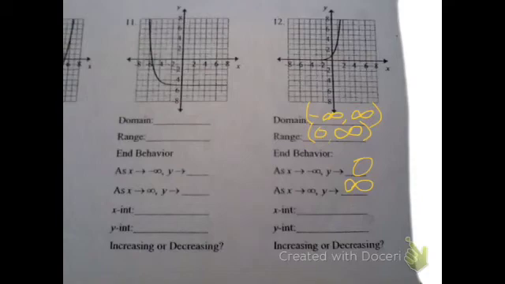The x-intercept, since it doesn't cross, is not going to be there. And then the y-intercept looks like right there, just at the point (0, 1). And that's going to be it, and it increases.